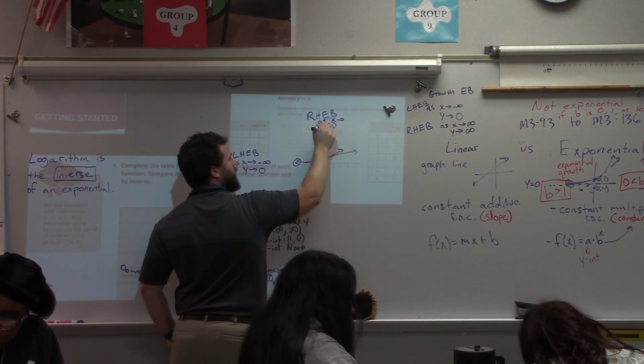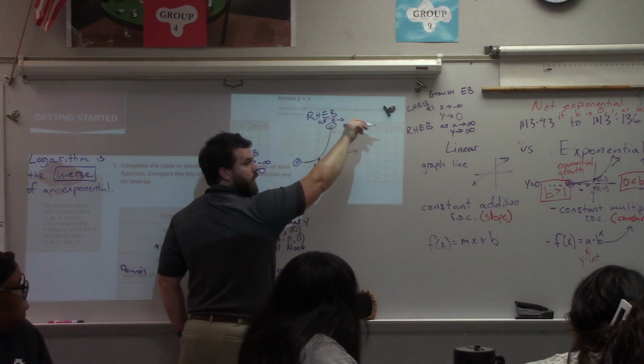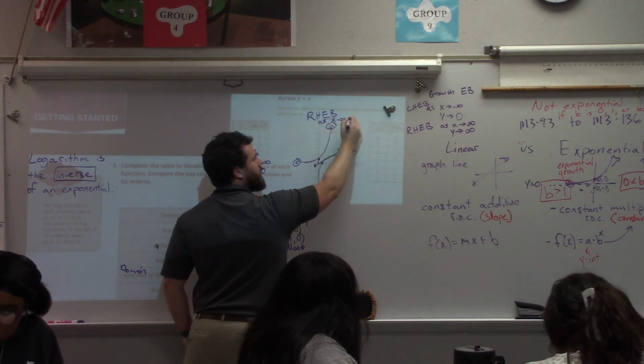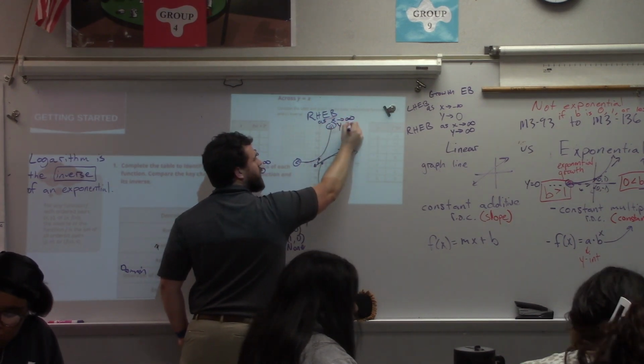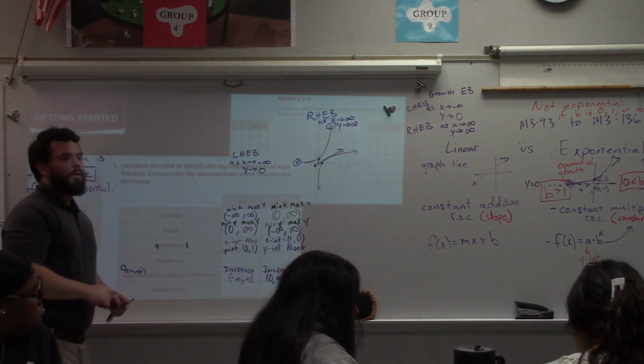Is that because it's going up? So it's going to the right. Remember, x is going right. So as x goes to infinity, what's y going towards? Infinity. Still going up. Infinity.